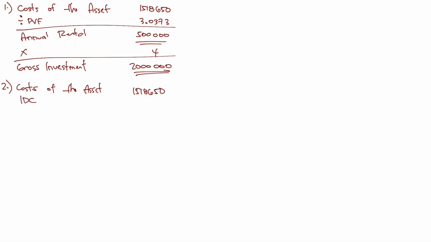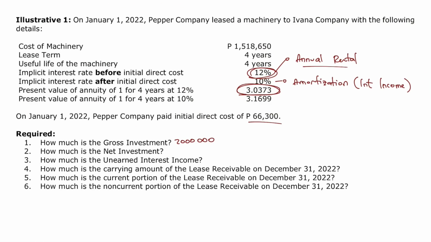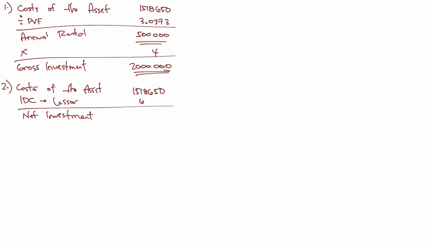Plus the initial direct cost paid by the lessor. So, magkano po yung ating net investment ngayon? Magkano muna yung initial direct cost paid by the lessor? So, according to the problem, Pepper Company, which is the lessor, paid initial direct cost of 66,300. So, 1,518,650 plus 66,300, the net investment now will be equal to 1,584,950.